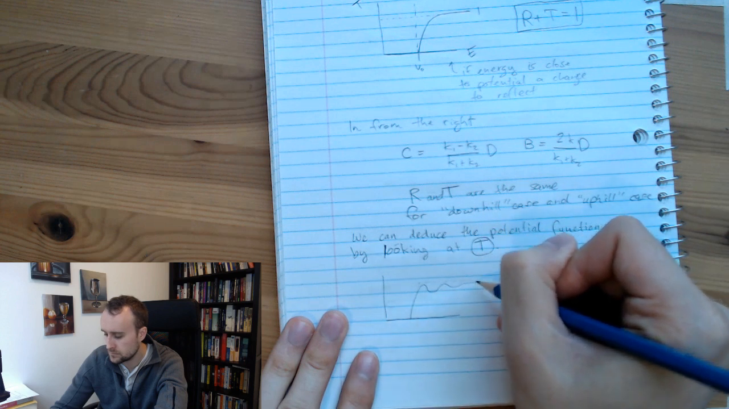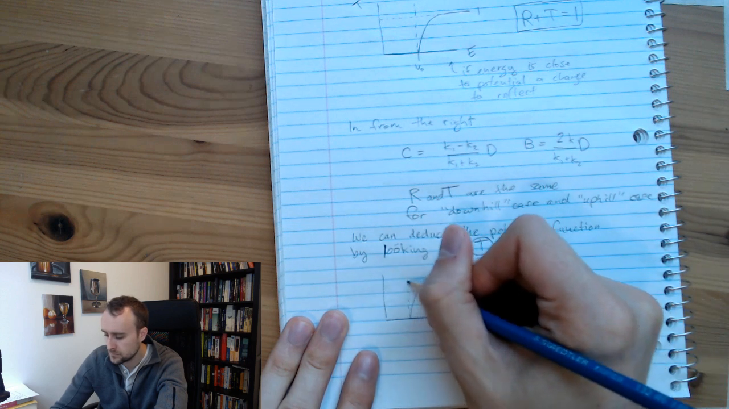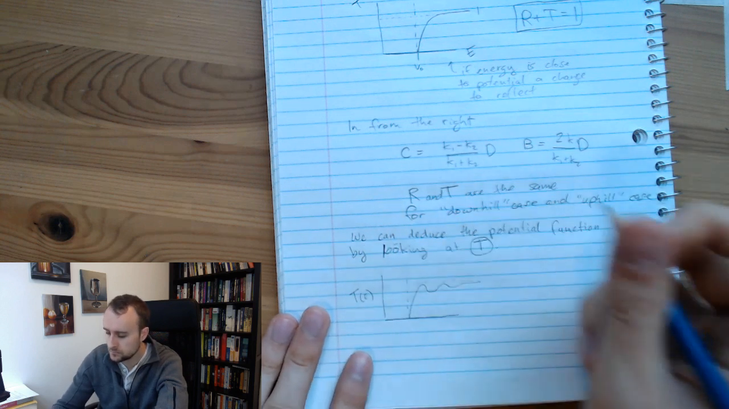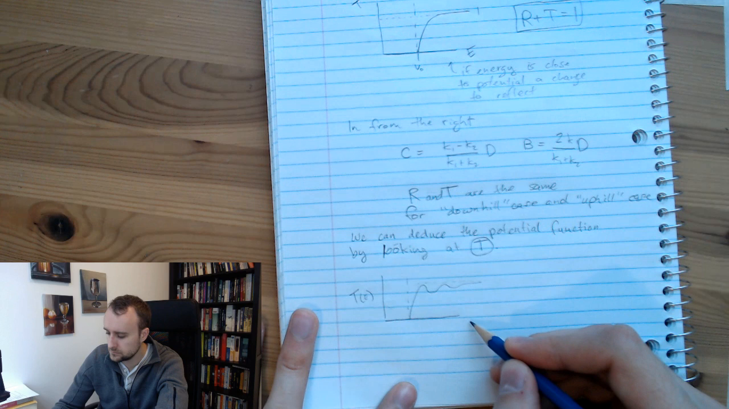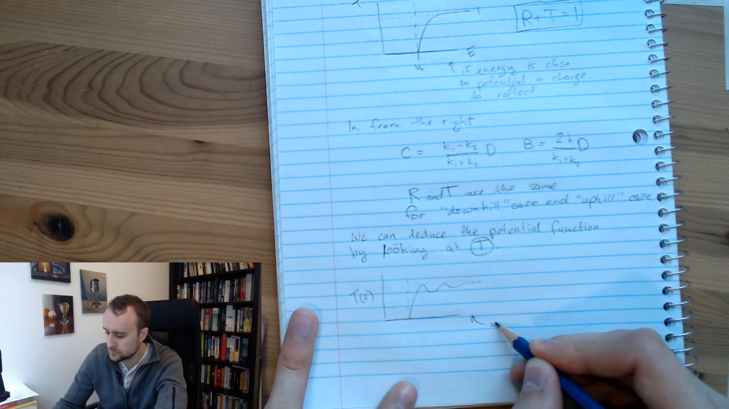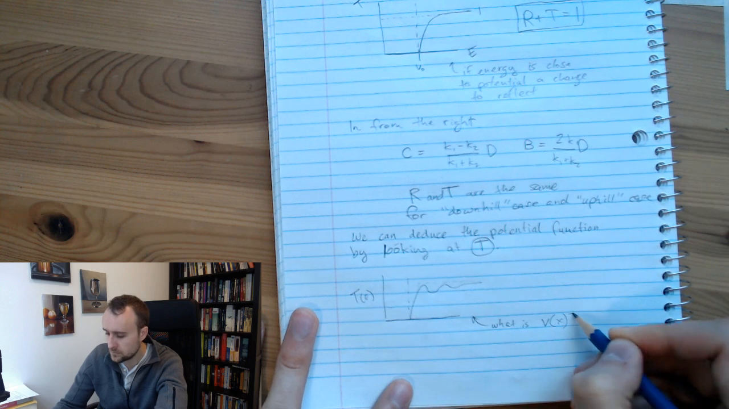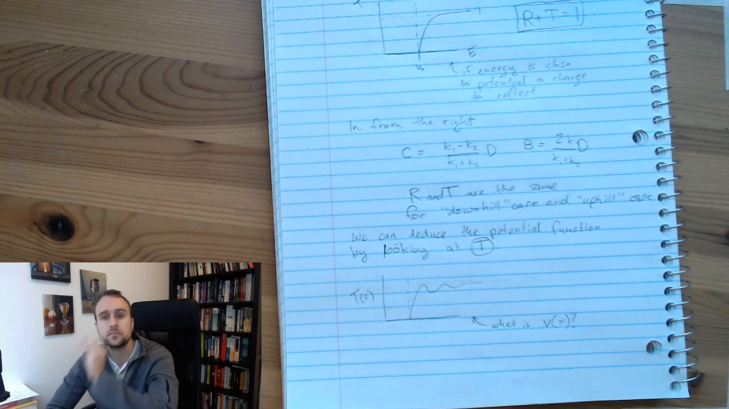Well, one thing you can deduce is that it looks kind of like a potential step with some height V0. This is asymptotic to 1. However, it's not, because it has these oscillations in it. So there's more to the potential than just a barrier of height V0. What I want to show you is that you can deduce everything about that potential. And that's the point of scattering.